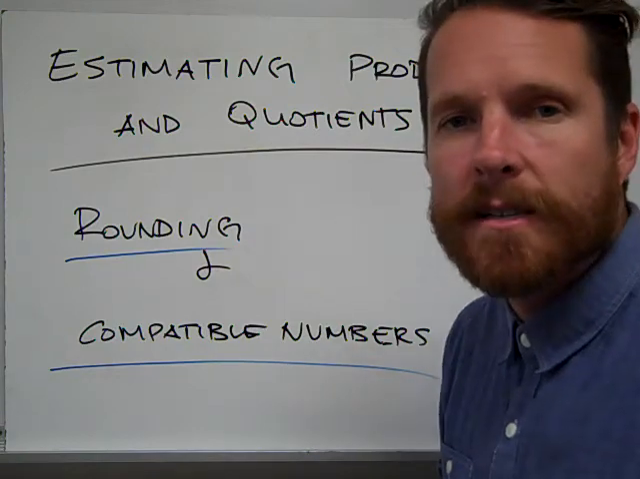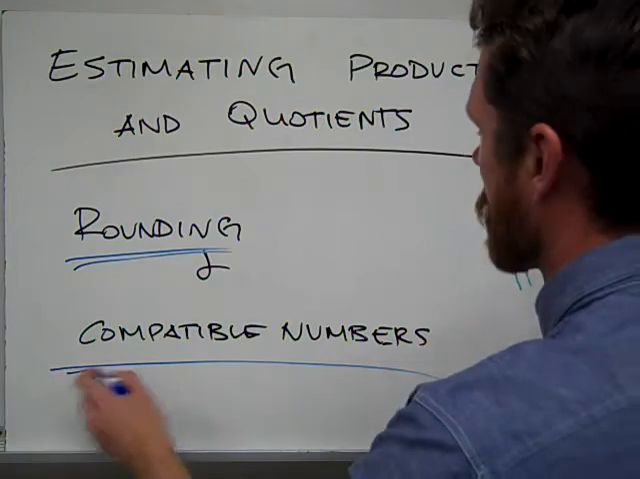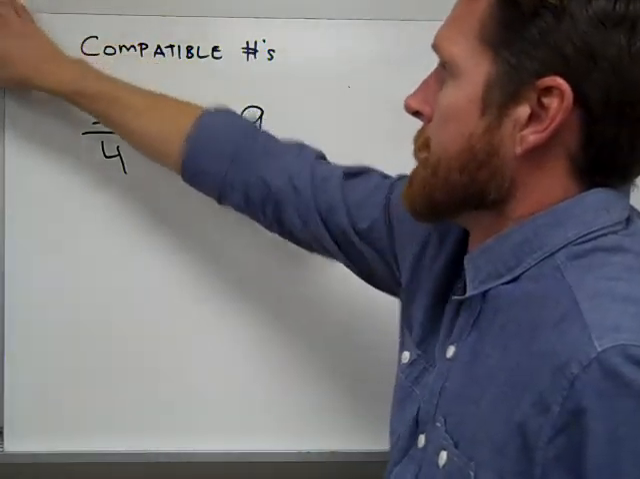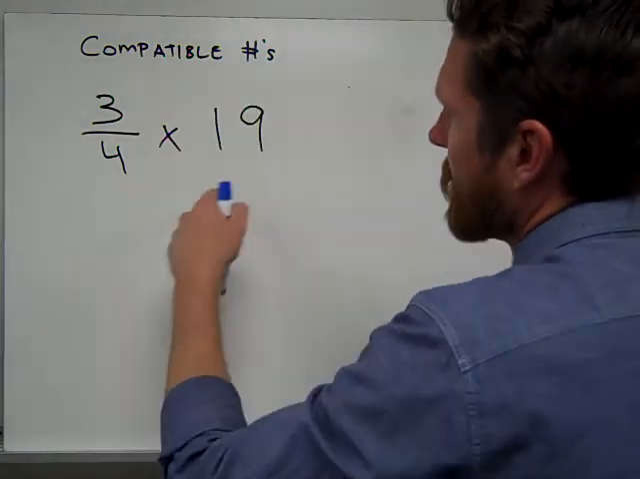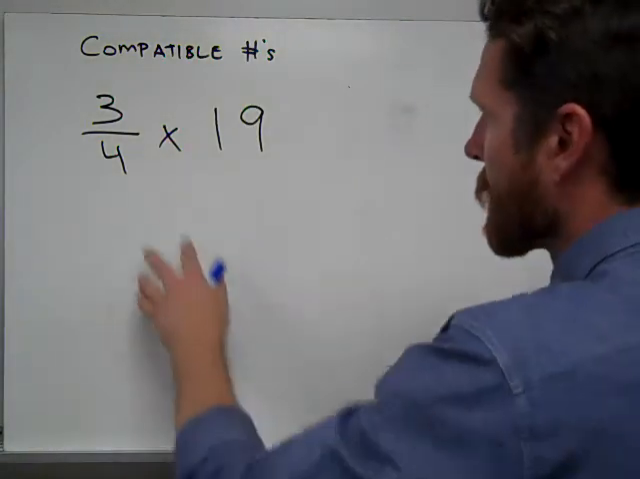Okay, we're talking about estimating products and quotients. When we talk about estimating, we're talking about rounding and compatible numbers. So let's take a look at that. With compatible numbers, what I'm looking for is numbers I can easily multiply, divide, whatever the case may be.